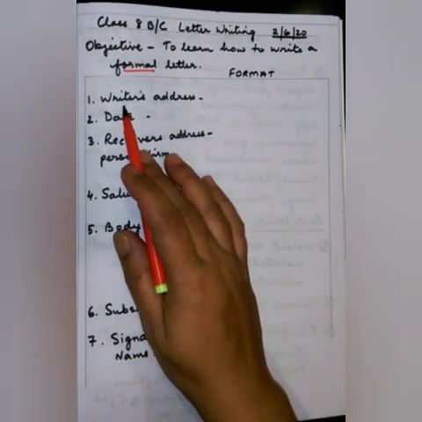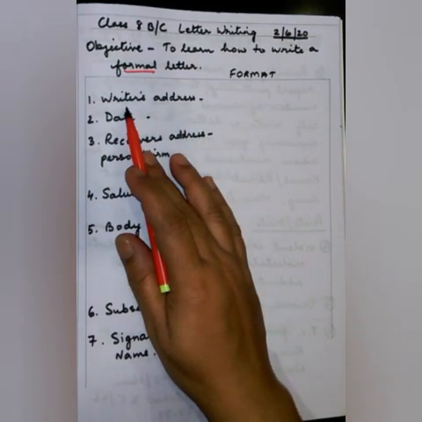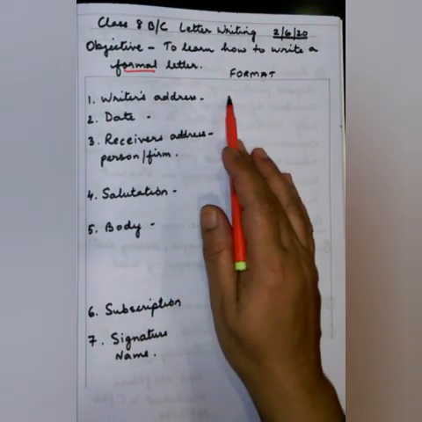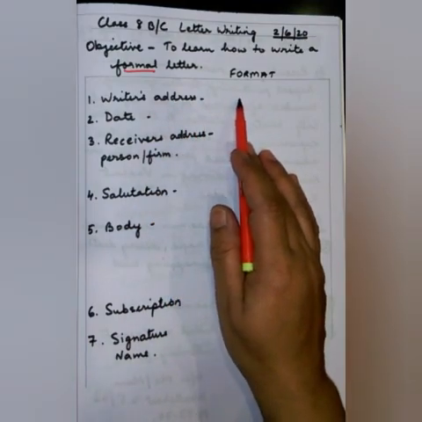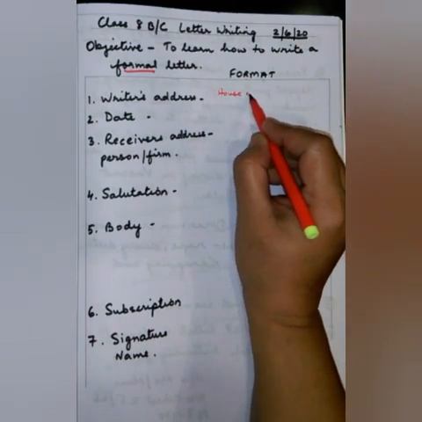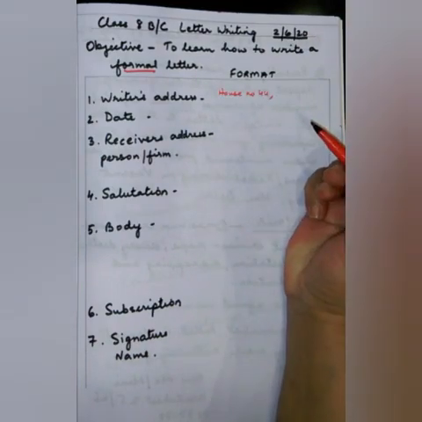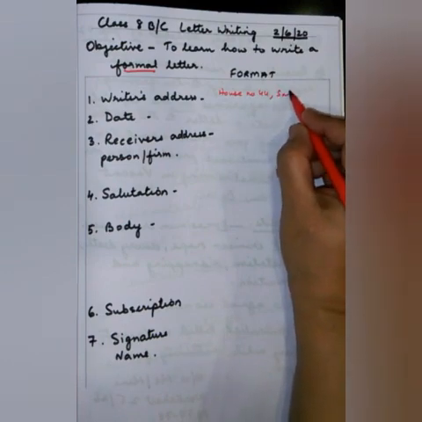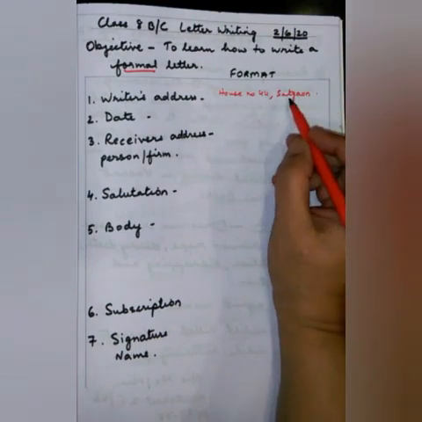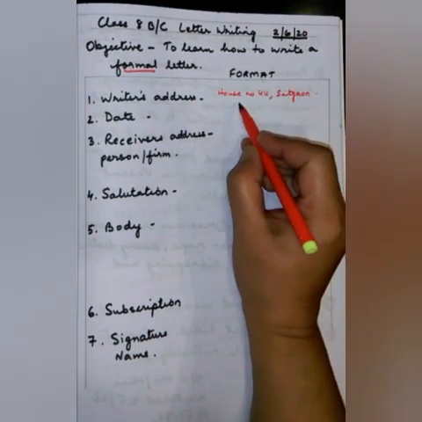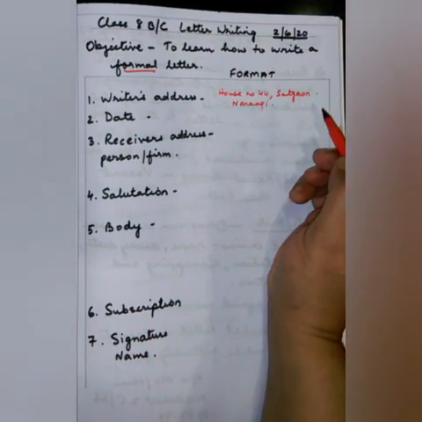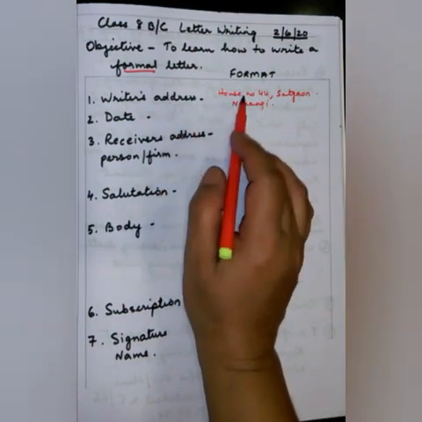The first one is the writer's address. Writer is who? Writer is you. You are the one writing the letter, so you have to write your address here. Address as in maybe your house number. You can write your house number 44. Maybe you can write Sadgaon. That is your house address. Sadgaon you can write down here. Here you can write Narangi. That's it. So the writer's address is your address.